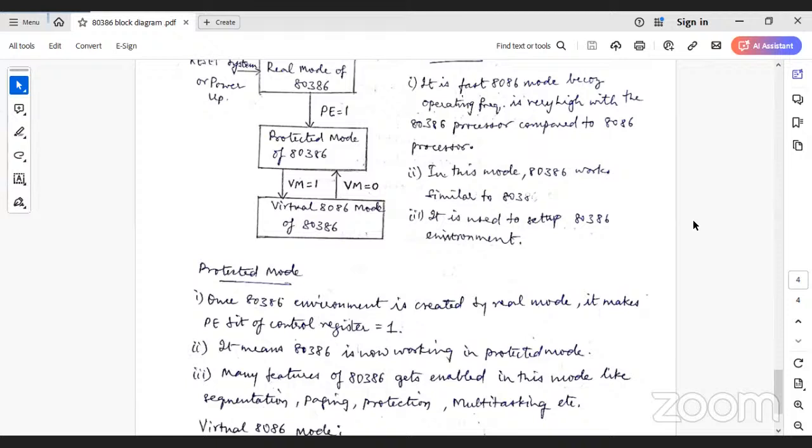Are you following what I am telling? Yes, ma'am. If you want, I will tell that. That is not a problem. But generally, it is like this.